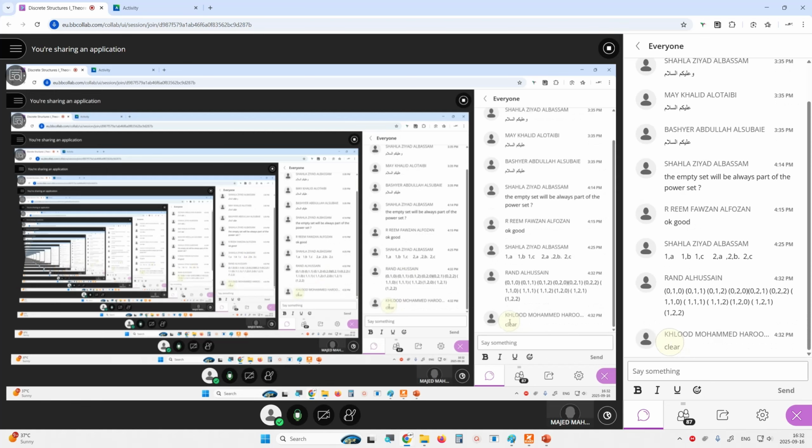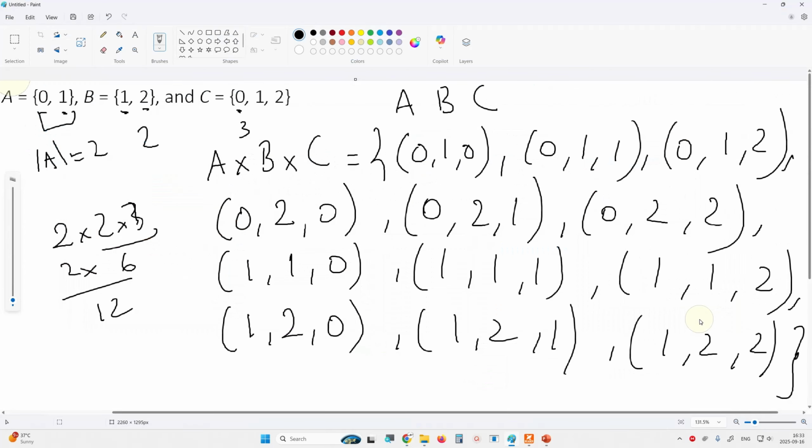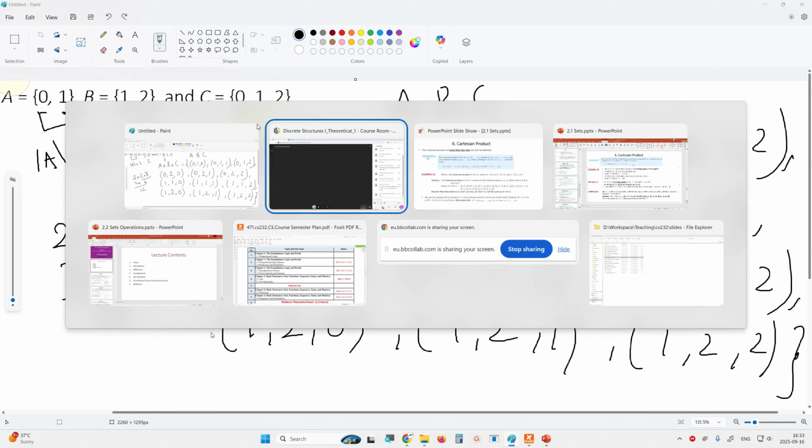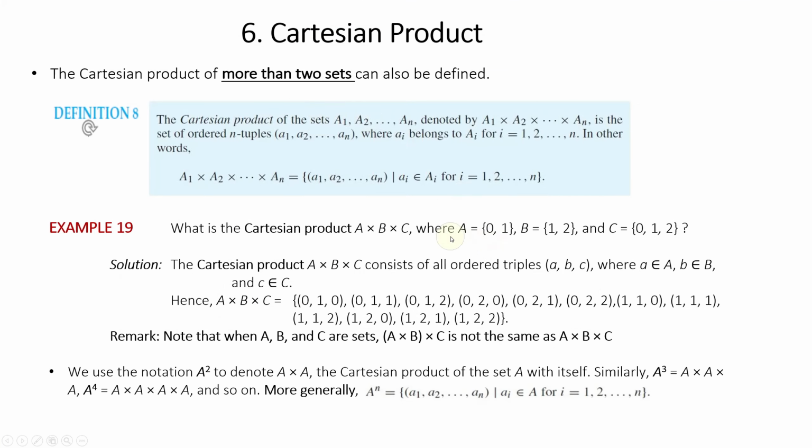Okay, someone did 0, 1, 0, 0, 1, 1, 0, 1, 2, 0, 2, 0, 0, 2, 1, 0, 2, 2, and then we stopped with now 1, 1, 1, and then 1, 2, exactly. Well, you're still missing some, because you just stopped here. You have to still do this one. All right. So this is the Cartesian product.